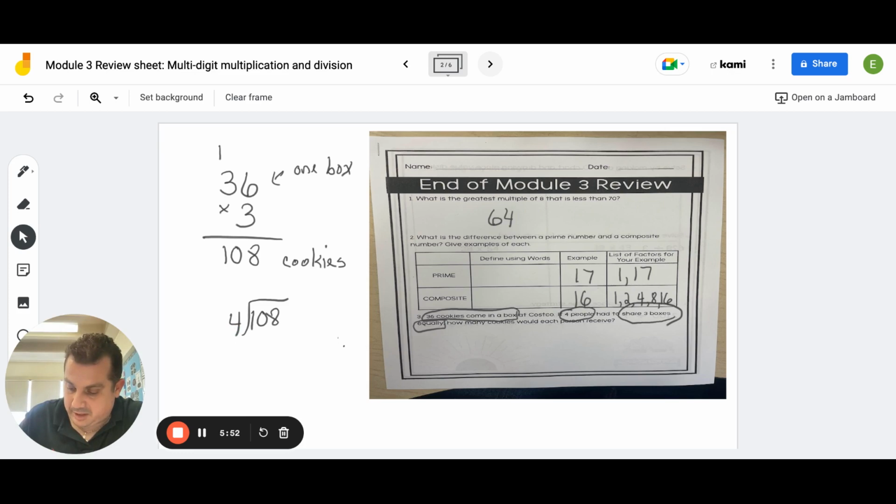4 can't go into 1, but 4 can go into 10 2 times. 4 times 2 is 8. Let's subtract 2, bring down the 8. 4 goes into 28 7 times. So how many cookies would each person get? 27 cookies.